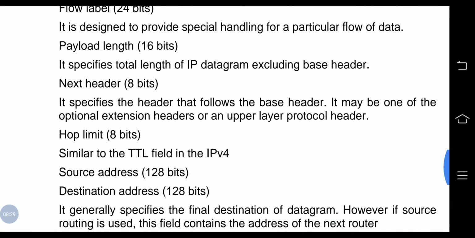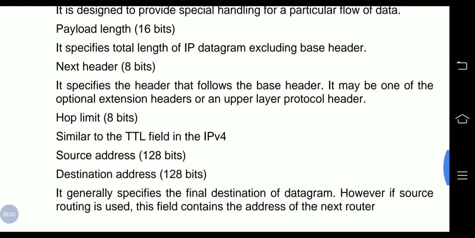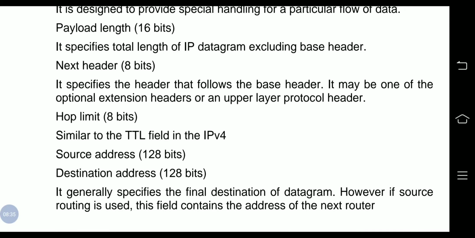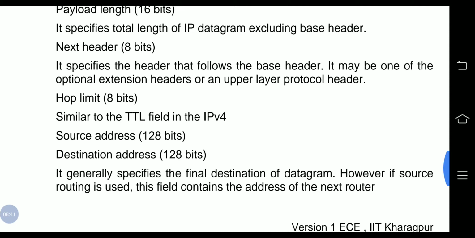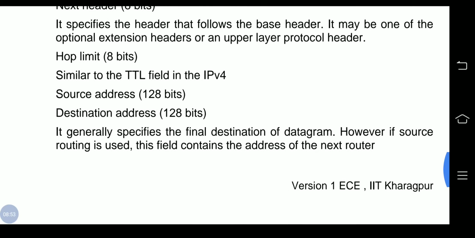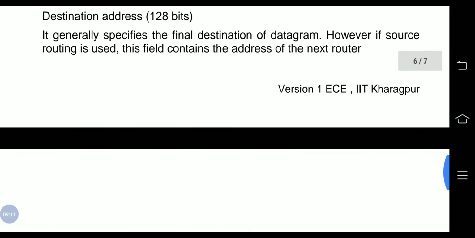The next header is 8 bits. It specifies the header that follows the base header. It may be one of the optional extension headers or an upper layer protocol header. The next field is hop limit. It is 8 bits, similar to the TTL field in IPv4. TTL stands for time to live of a packet. After that we have the source address field, which is 128 bits, and the destination address is 128 bits. It generally specifies the final destination of the datagram. However, if source routing is used, this field contains the address of the next router.